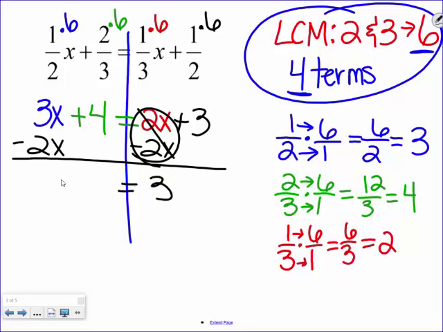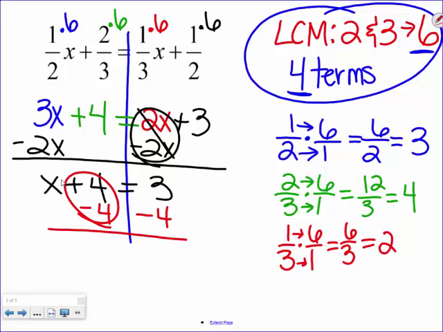And on the left side, what do I have now? 1x plus 4. Is it necessary to write the 1 in front of the x? No. All right, now I'm trying to get x by itself, so what am I going to do with that positive 4? Subtract 4. What is 3 minus 4? Negative 1. What did we create right here? A zero pair, and what's left? X. So that's your answer.